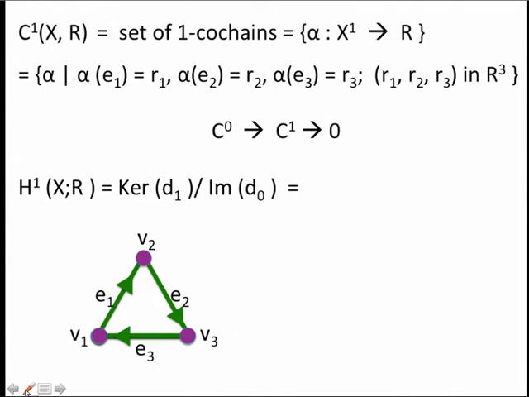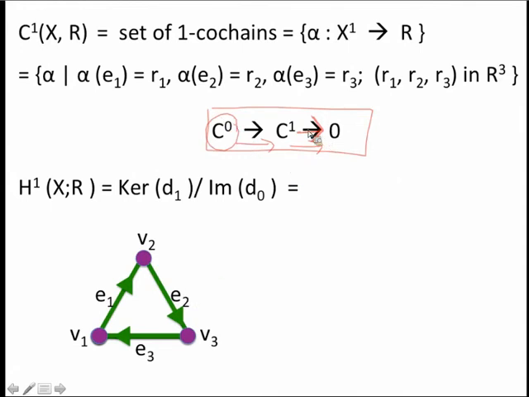Let's now take a look at our first cohomology. In our first cohomology, we want the kernel of this, mod the image of that, since all of these things go to 0.